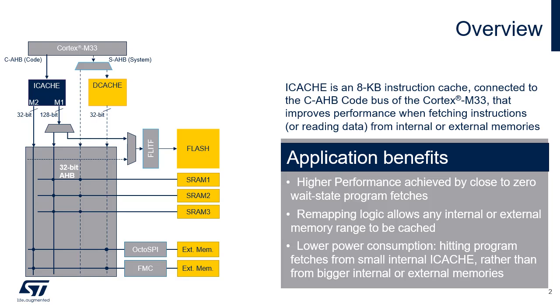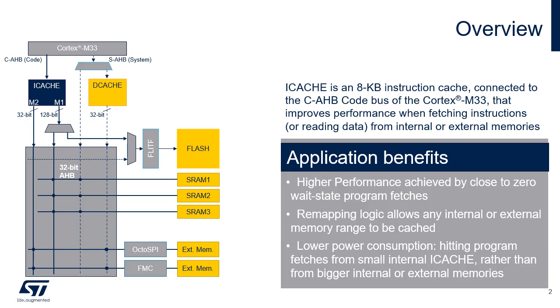SRAM 1, 2, and 3, octo-SPI and FMC are accessed through a 32-bit AHB slow interconnect. Caching internal SRAM is not recommended because the cache does not improve the latency. This two-master architecture decouples the cache refill path from external memories from the high bandwidth path to the flash memory.